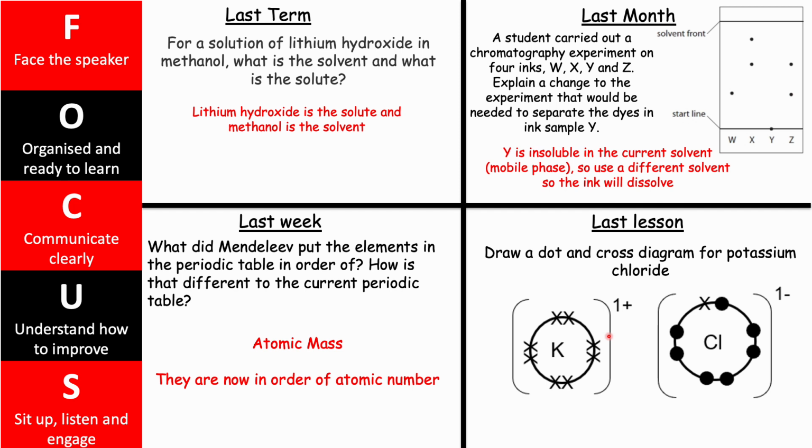Chlorine, on the other hand, has got 7 electrons in the outer shell, shown by my 7 dots. It needs to gain 1 in order to have a full outer shell and become more stable. So I've got potassium trying to lose 1, chlorine trying to gain 1, so the chlorine will take an electron from the potassium, as shown by my cross, to become an ion with a -1 charge. And I've shown that outside of my square brackets.